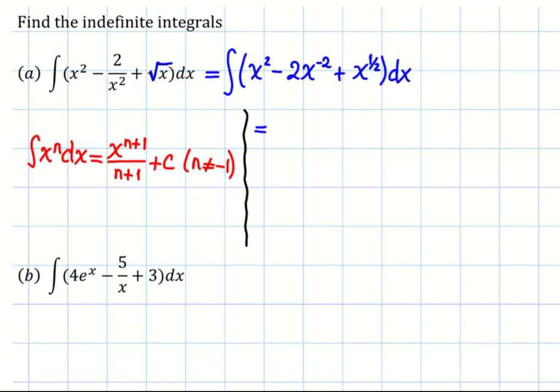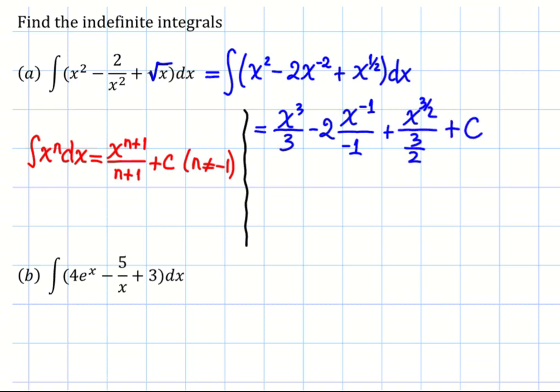So that integral is equal to: the x squared integral will be x cubed over 3, and then for x to the negative 2, increase the power by 1. Negative 2 plus 1 is negative 1, over negative 1, plus, increase the power by 1, 1/2 plus 1 is 3/2, over 3/2, and then plus the constant c. Right? Now just rewrite this.